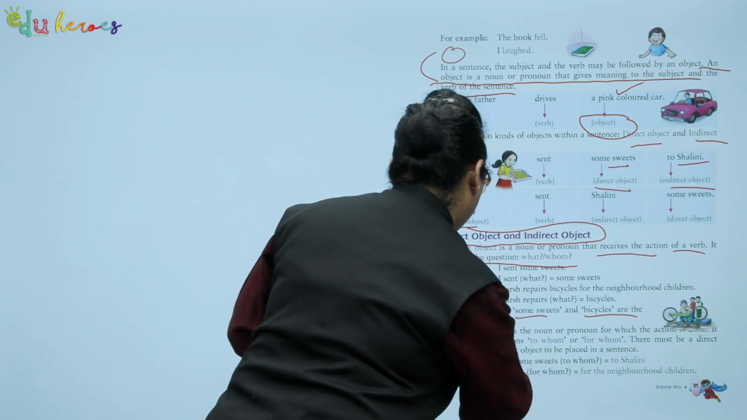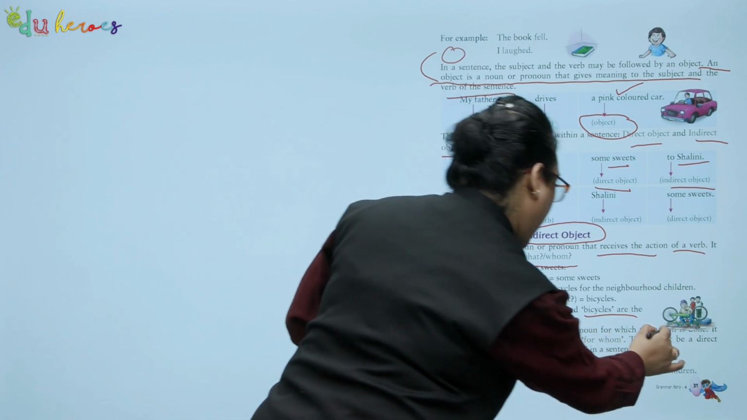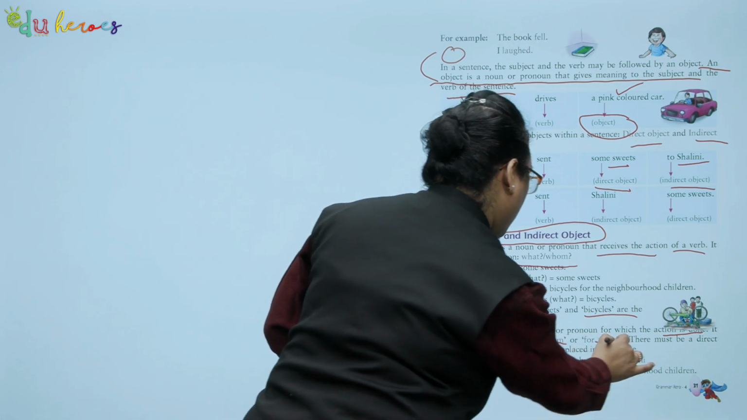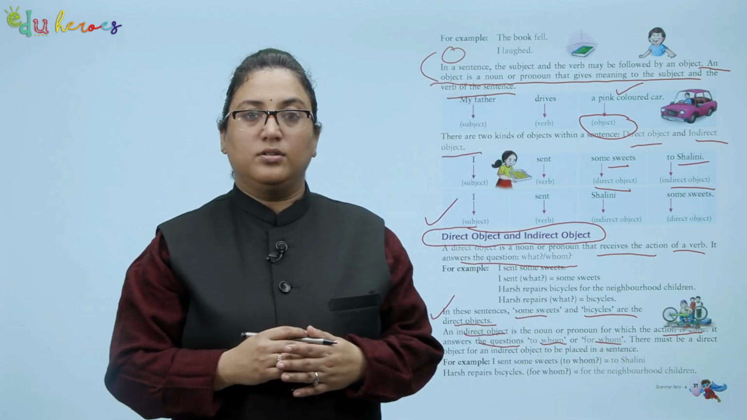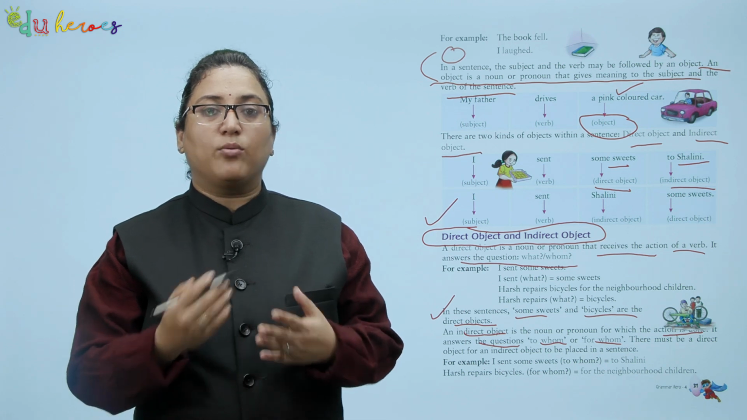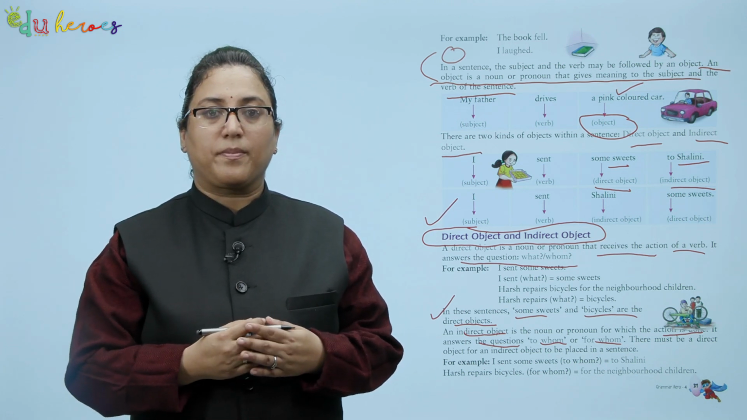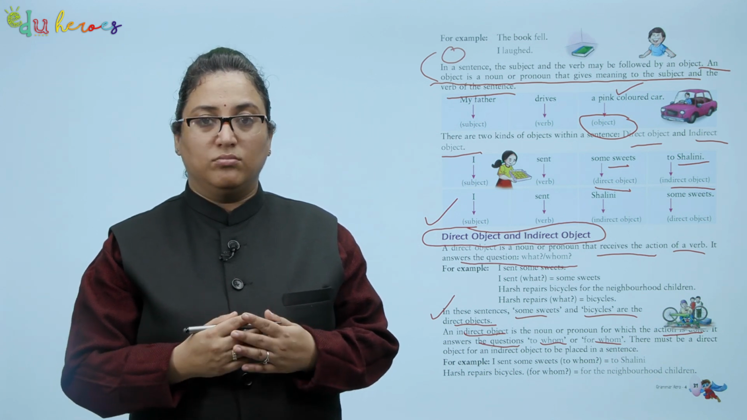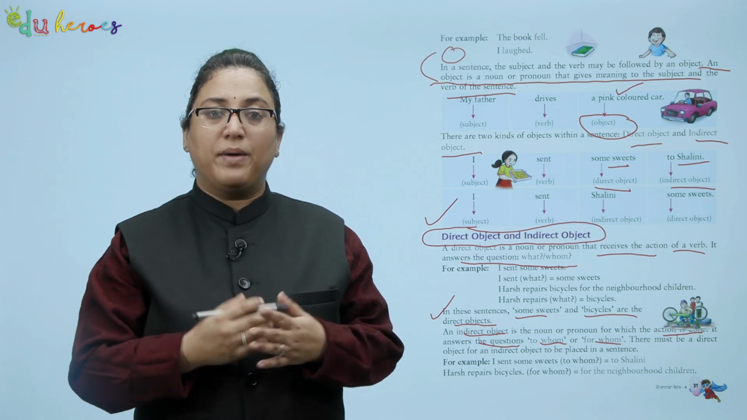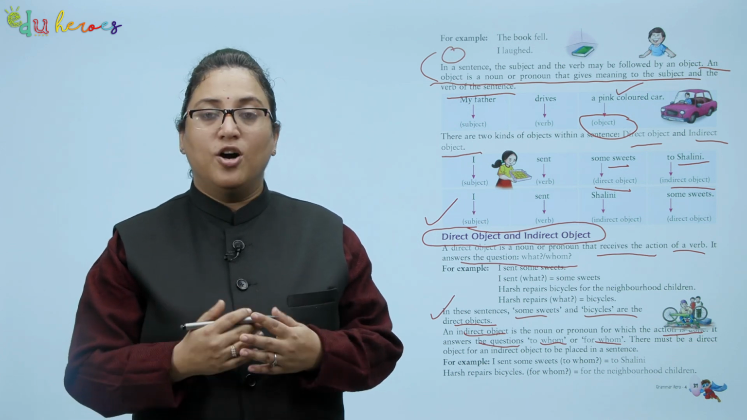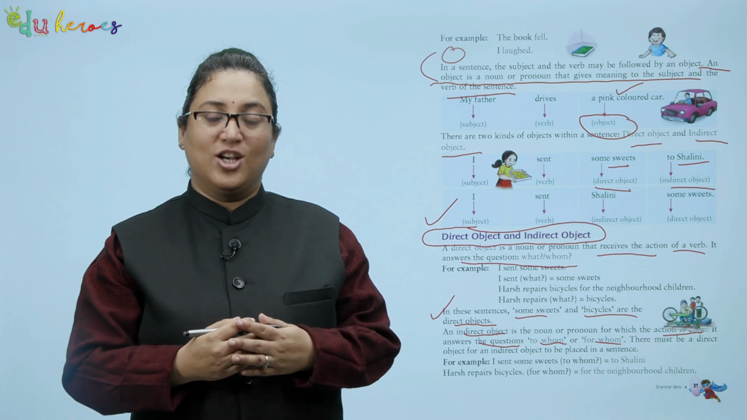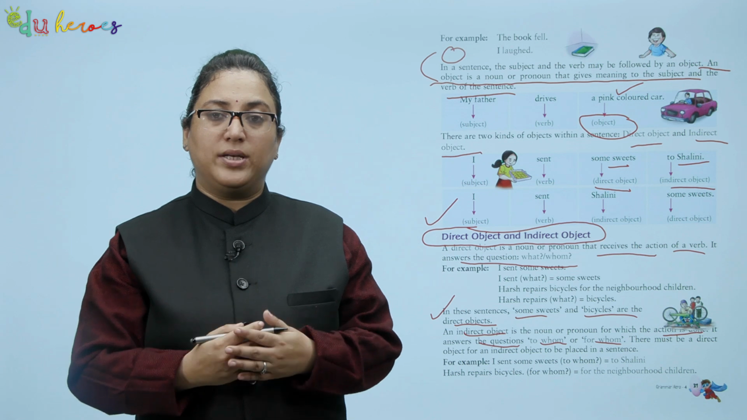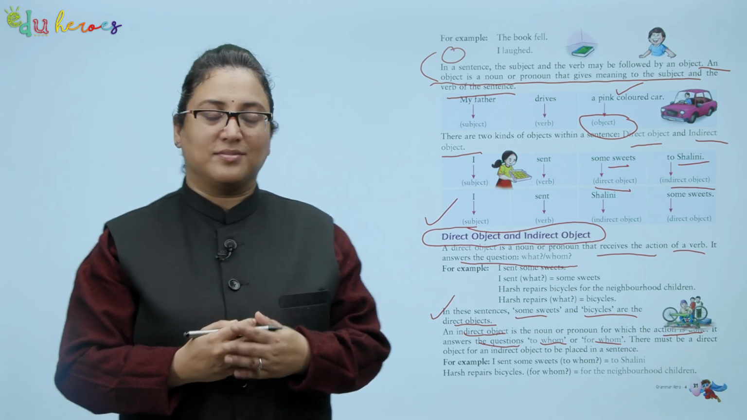So, in indirect object what happens? The action is done and it answers the questions to whom or for whom. जब भी आपको confusion है आप ये question पूछिए. For example, I sent some sweets to whom? To Shalini. Harsh repairs bicycles. For whom? For the neighborhood children. So you get the answer to this question and you can differentiate between these two types of objects.